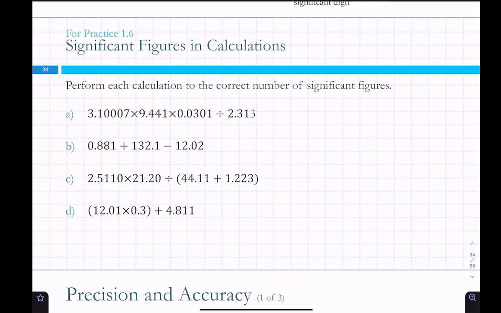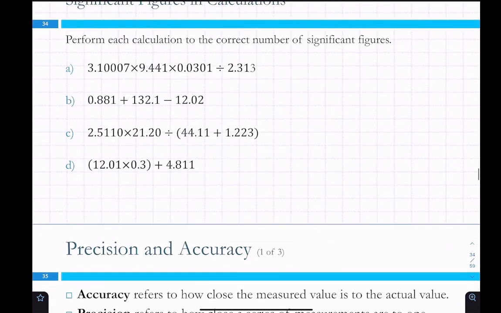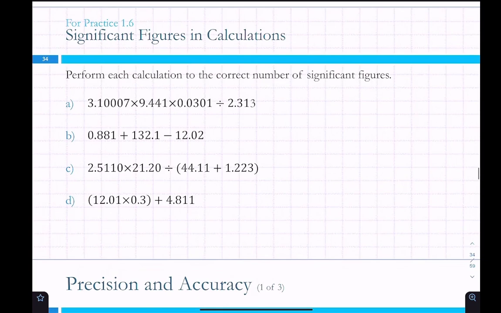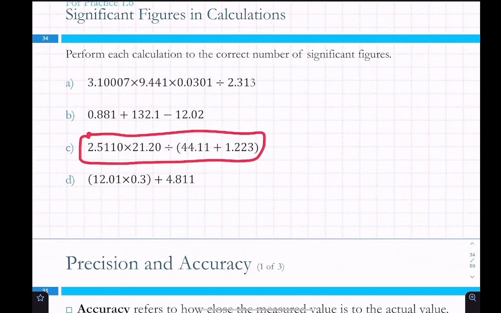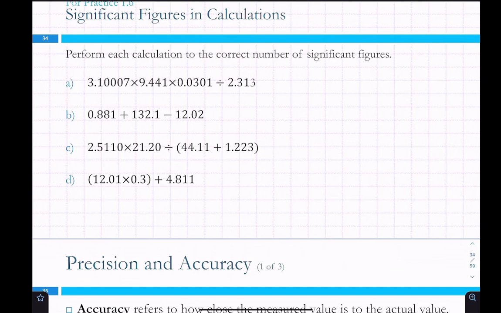So for each of these calculations, perform each calculation to the correct number of sig figs. The thing that I haven't talked about yet actually is C, so we'll do C here. Here we have an example of combining multiplication and division and addition or subtraction. And when that's the case, you kind of need to use a method of keeping track of your sig figs in intermediate calculations. So you're going to follow the order of operations, as always.